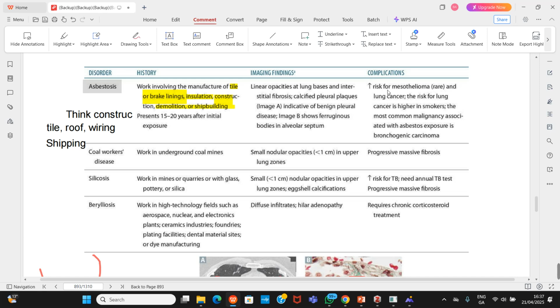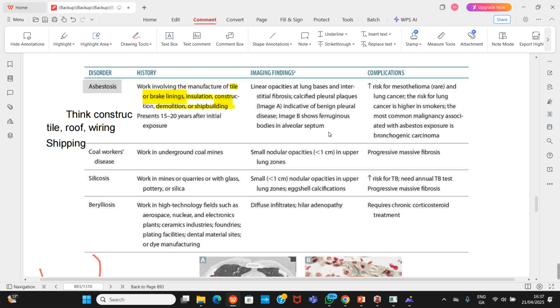So it increases the risk of mesothelioma. In fact, it is only asbestosis that can cause mesothelioma. But if it's going to cause cancer, it will rather cause lung cancer rather than mesothelioma. So it commonly causes bronchogenic cancer rather than mesothelioma, but asbestosis is the only cause of mesothelioma.